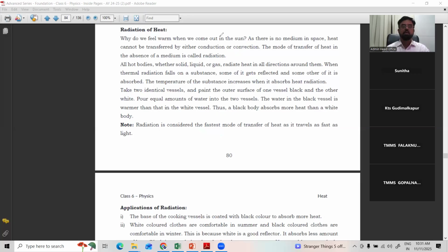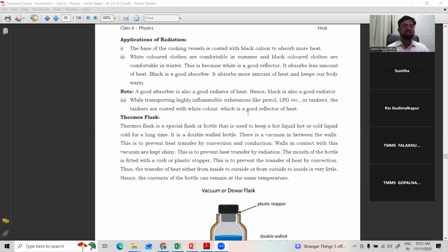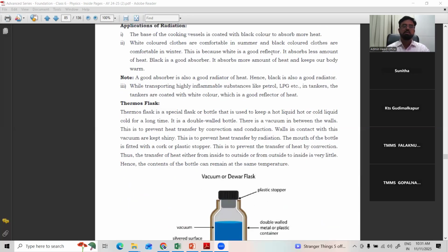Okay. The final conclusion, we see what the applications are. What are the applications of radiation? Number one, the base of a cooking vessel is coated with black color to absorb more heat. Any cooking vessel, copper vessel, whatever it may be, is coated with black color.